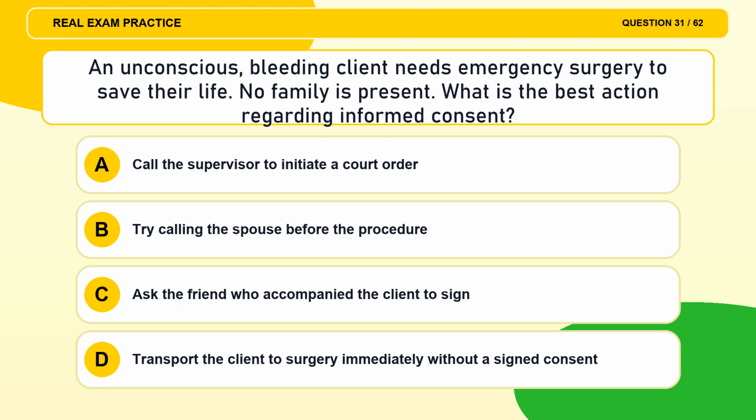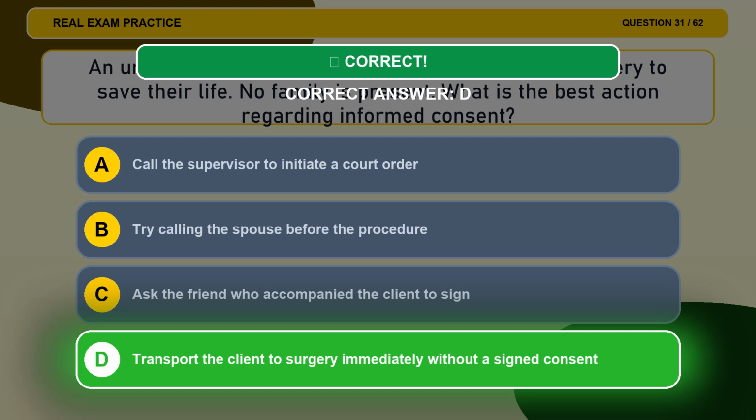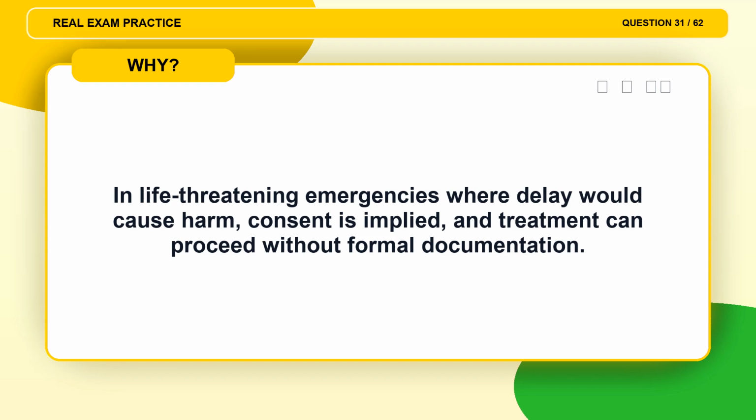Question 31. An unconscious, bleeding client needs emergency surgery to save their life. No family is present. What is the best action regarding informed consent? Option A, call the supervisor to initiate a court order. Option B, try calling the spouse before the procedure. Option C, ask the friend who accompanied the client to sign. Option D, transport the client to surgery immediately without a signed consent. The correct answer is Option D, transport the client to surgery immediately without a signed consent. In life-threatening emergencies where delay would cause harm, consent is implied, and treatment can proceed without formal documentation.